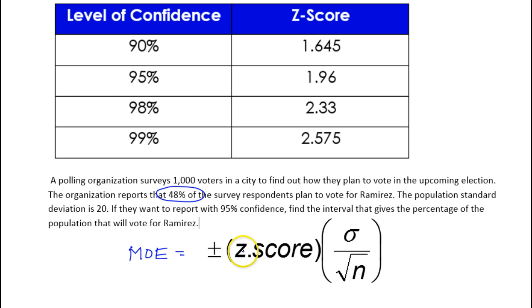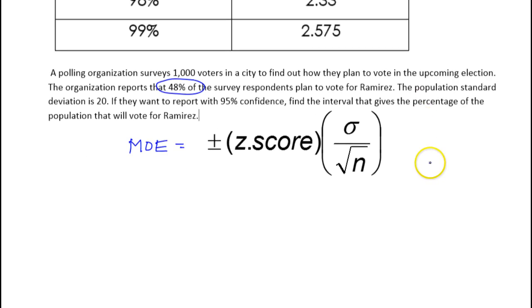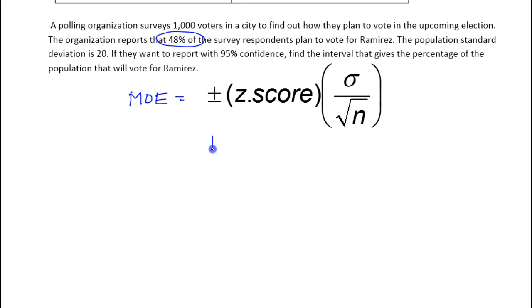So how do you find this margin of error? Well, we have three variables: the z-score, the standard deviation, and the sample size. Let's start with the z-score. We're going to choose one of these different z-scores depending on how confident we want to be in our answer. In this case, they want a 95% confidence level. So we're going to use the z-score of 1.645. That tells me plus or minus 1.645.